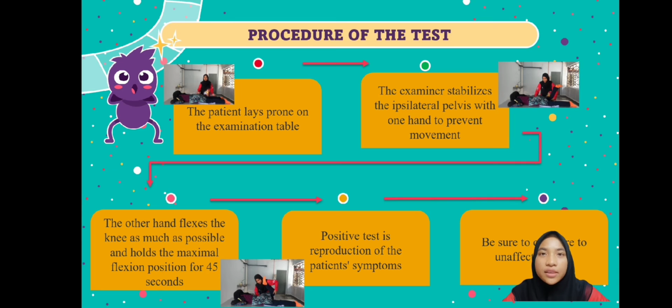The procedure of this femoral nerve tension test is: firstly, ask the patient to lie prone on the examination table. The examiner stabilizes the ipsilateral pelvis with one hand to prevent movement. The other hand flexes the knee as much as possible and holds the maximal flexion position for 45 seconds. A positive test is reproduction of the patient's symptoms. Be sure to compare to the unaffected limb.